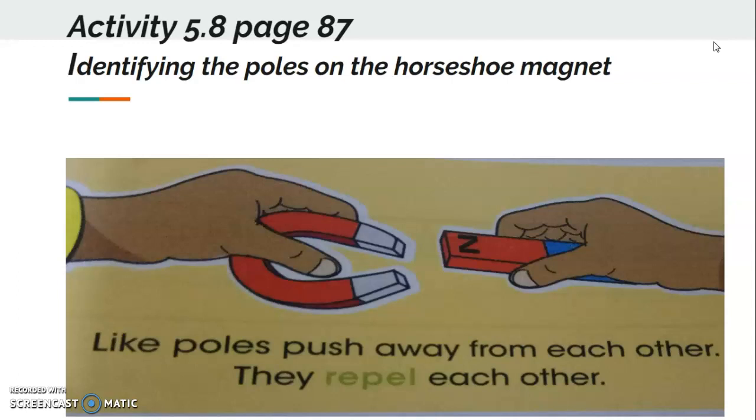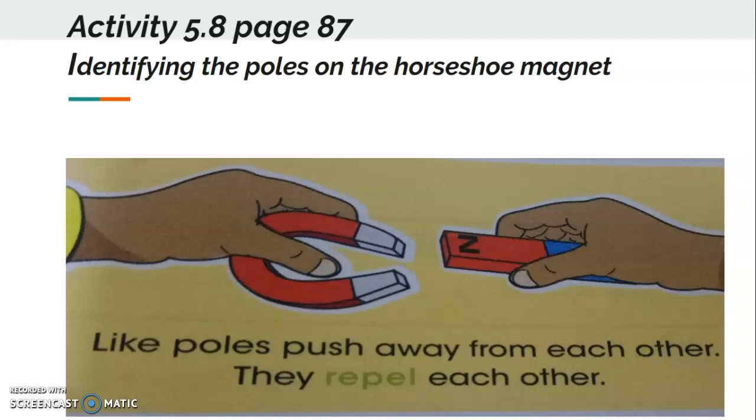Activity 5.8, page 87. This activity is so that you identify the poles on the horseshoe magnet. عشان تميز الأقطاب بالمغناطيس الهورشو اللي بيشبه حدوة الفرس. But we must remember always that like poles push away from each other, they repel each other. بيتنافروا عن بعض. بيبتعدوا عن بعض.